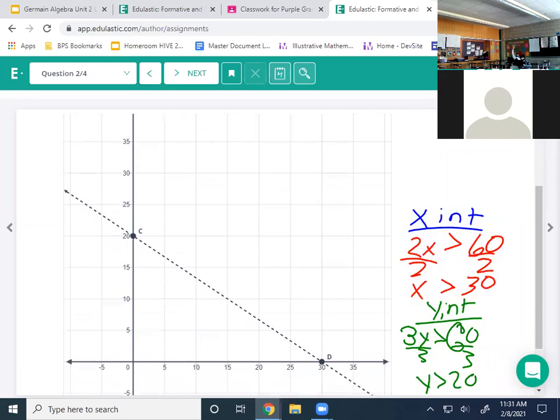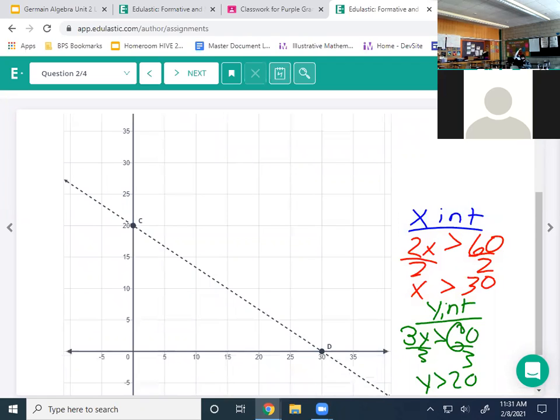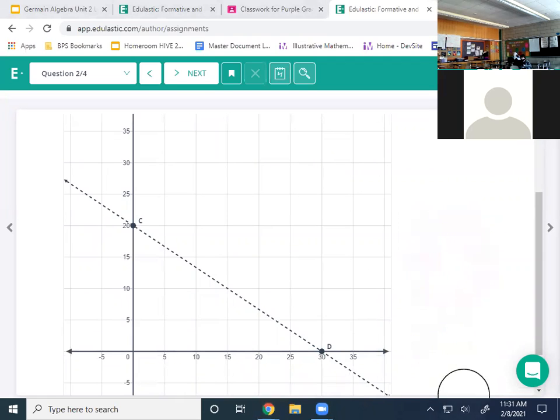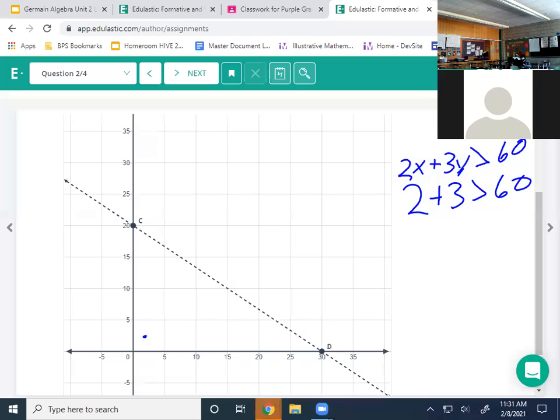And then I need to shade. So how do I decide where I'm going to shade? Kyle? Plug in 1, 1 again. Very good. Like 1, 1 would be there. And then I would take my 2x plus 3y, is it less than or greater than? You're greater than. Great. So it's greater than 60. Okay, so then we would say 2 plus 3 is greater than 60. 5 is greater than 60. Is that true? So where am I going to shade?